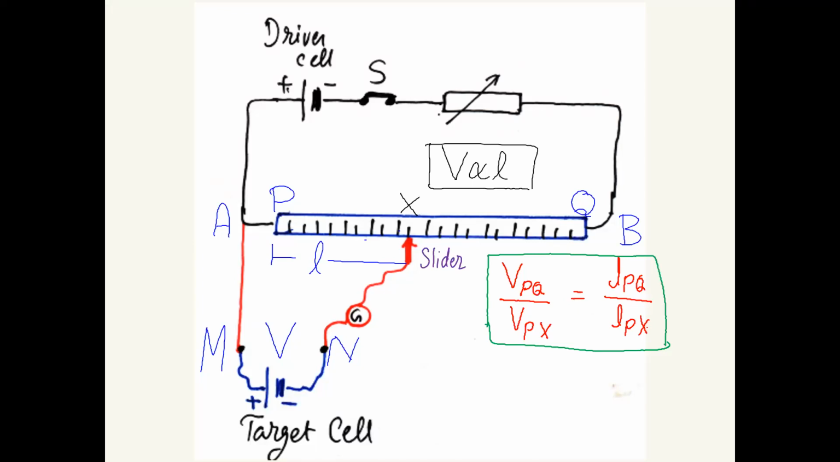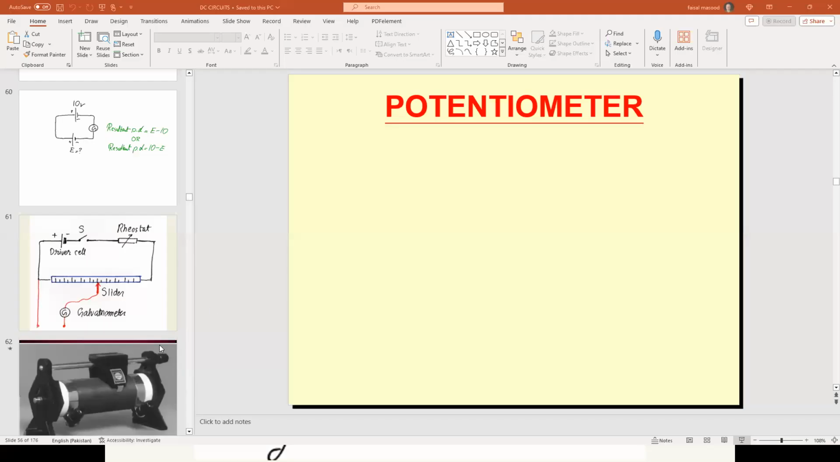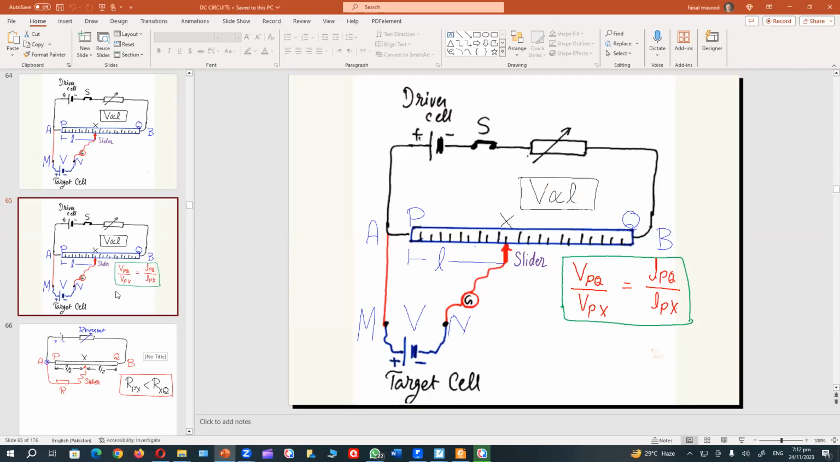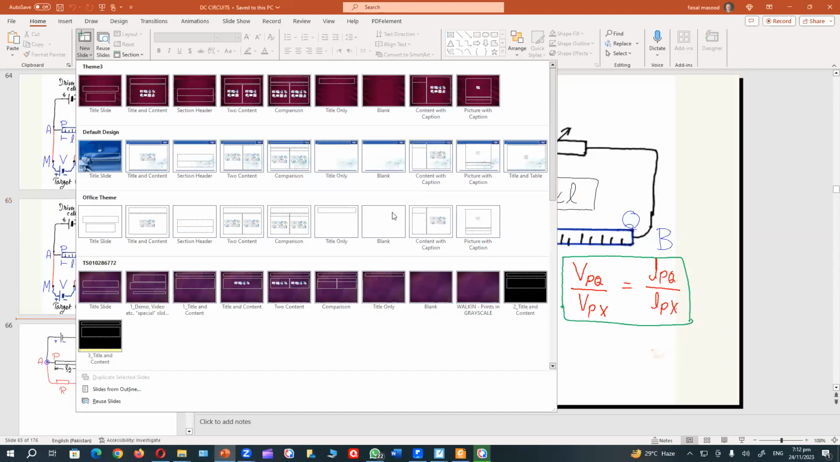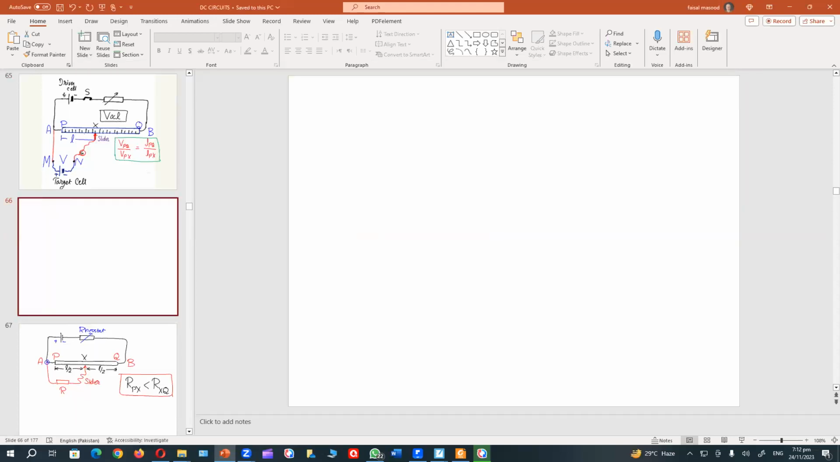This is potential divider. Now the method says that you have to move the slider forward and backward. This method is called null method. Now, how we use potential divider in this case: we move the slider forward and backward. This is called null method.